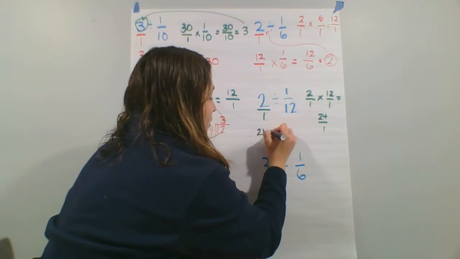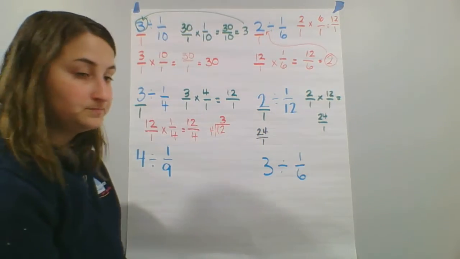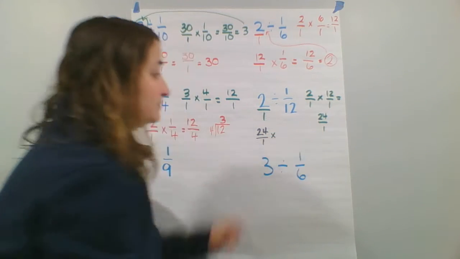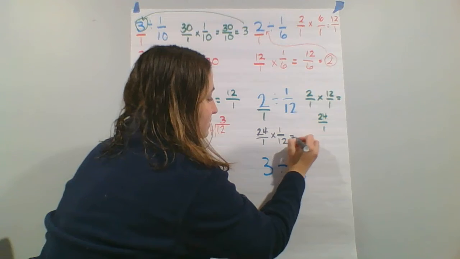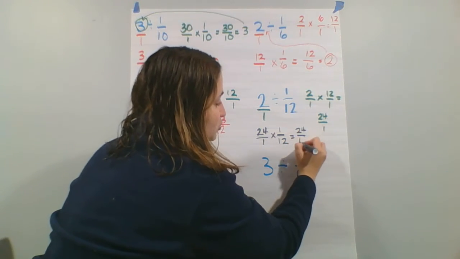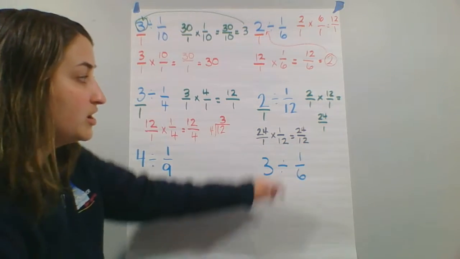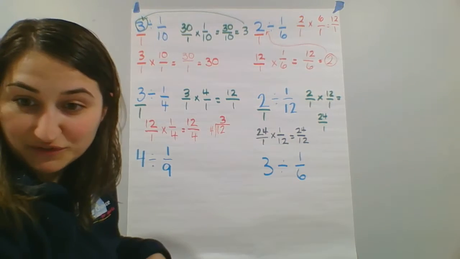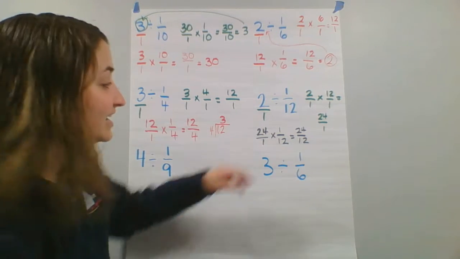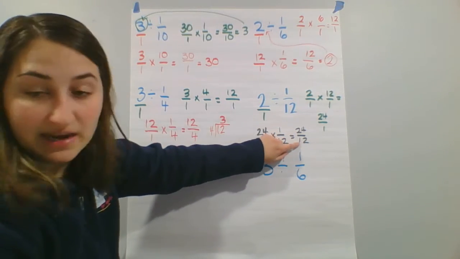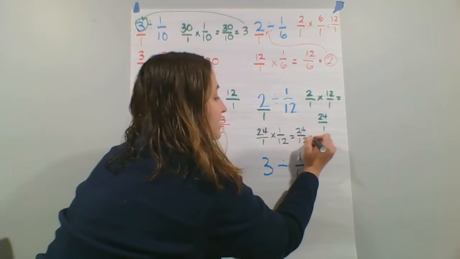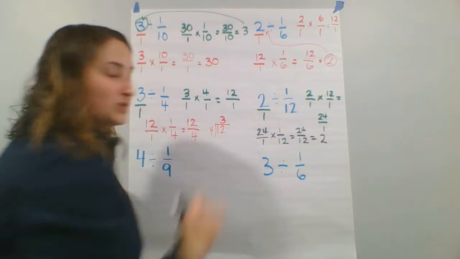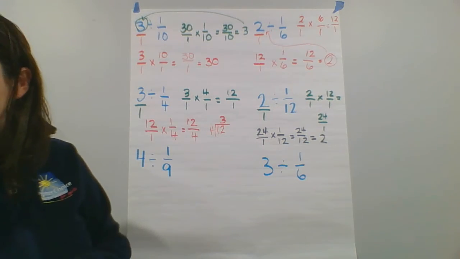So 24 over 1 times our fraction, which is 1/12, gives me 24 over 12. And then we know we're taking top divided by bottom. We've learned about this before. We practiced it. Top is 24, and we're dividing by 12. This is a basic fact. 24 divided by 12 equals 2, which matches our whole number we started with.